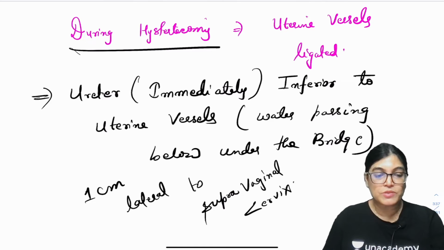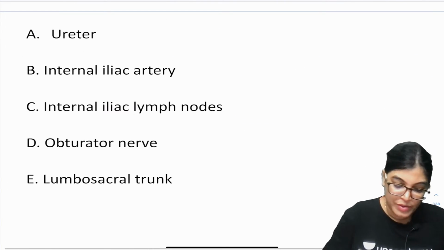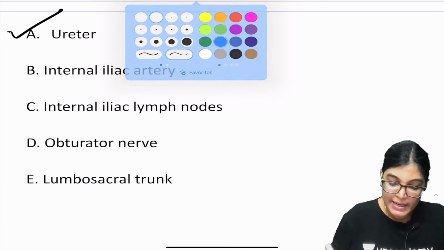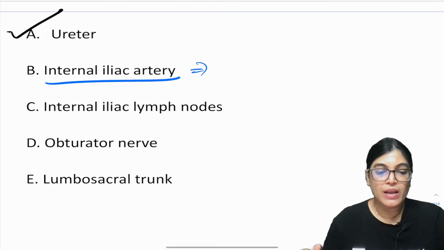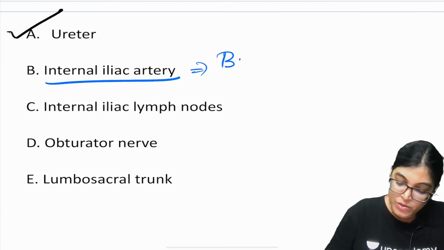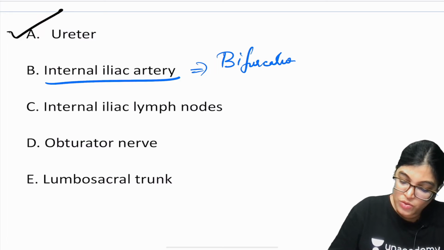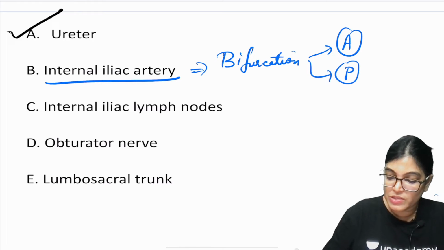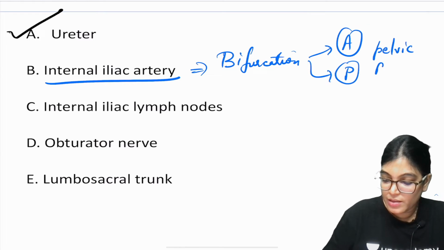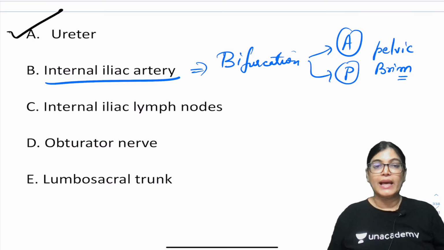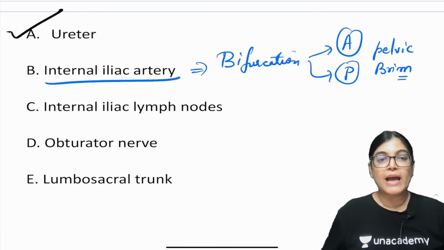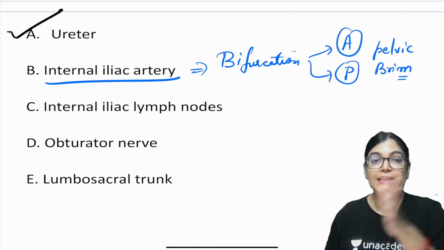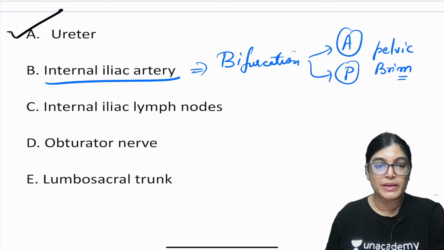Now let's see the other options also. We have correctly got ureter as the correct answer. Internal iliac artery, why is it not the correct answer? The internal iliac artery bifurcates, as you know, into anterior and posterior divisions at the level of the pelvic brim. So it is not lying very close to the uterine vessels, and we know that the uterine artery is a branch of the anterior division of the internal iliac artery only, so it is not lying close to it.